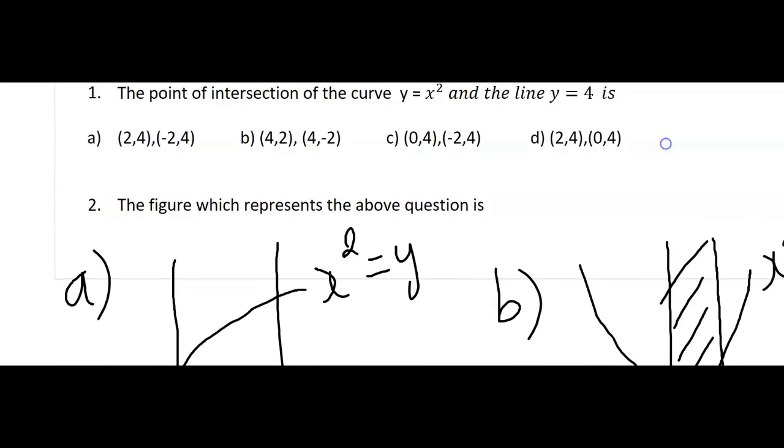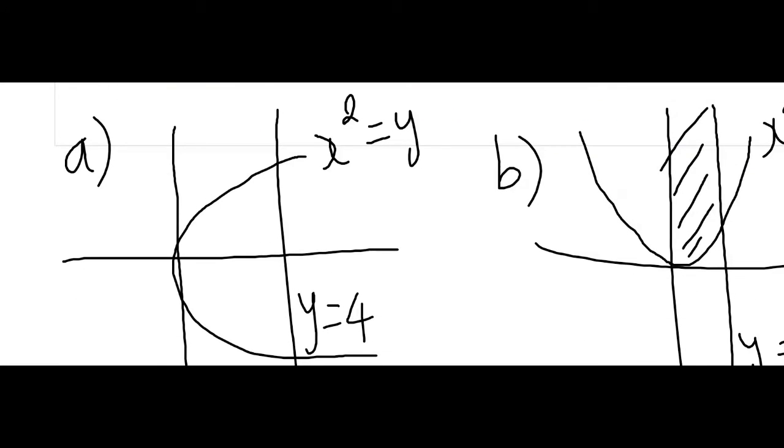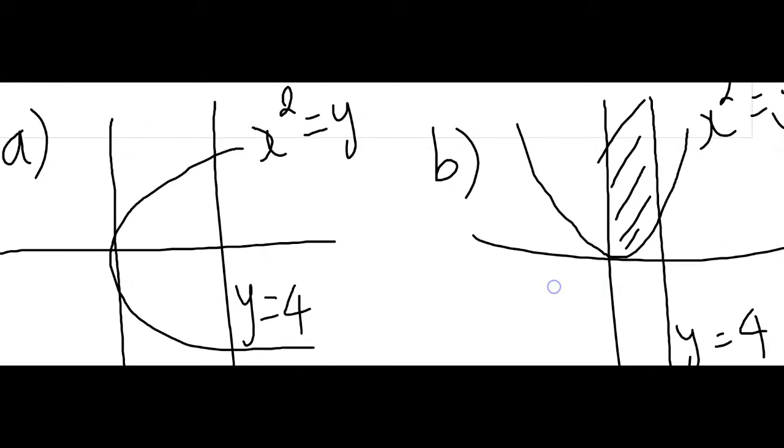The figure which represents the above equation is, so y is equal to x squared. Clearly we know that it is going to be a parabola which is open upwards, and y is equal to 4 is the line which is going to be parallel to the x-axis. So option A is not correct because it is open sidewards. Option B, even though the parabola is open upwards, the equation of the line is not correct because it is parallel to the y-axis, so that is not the correct answer.